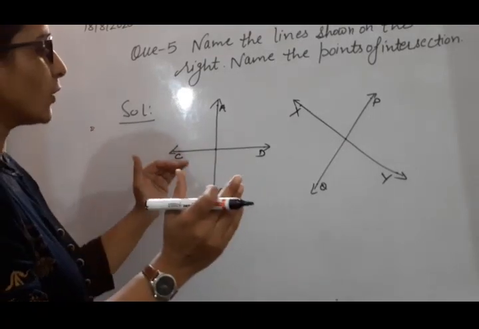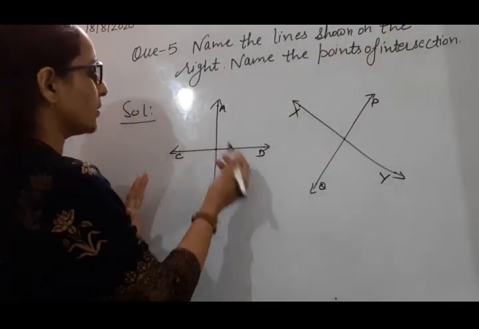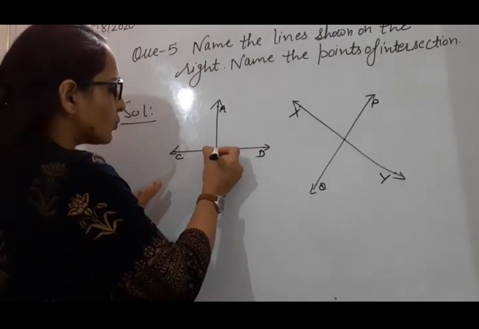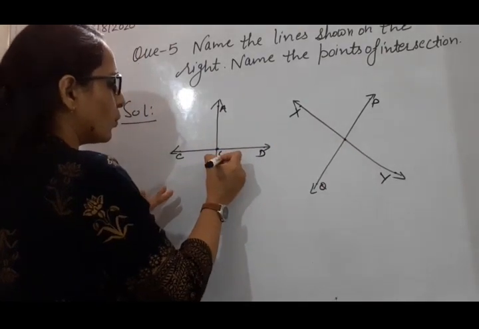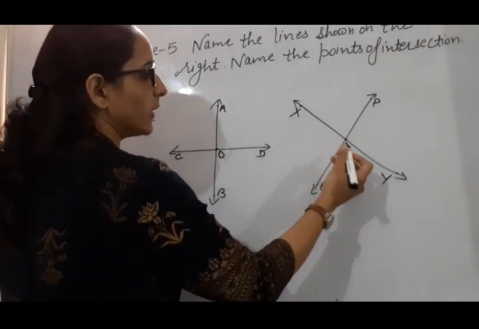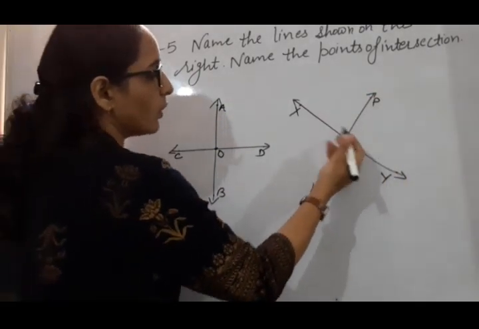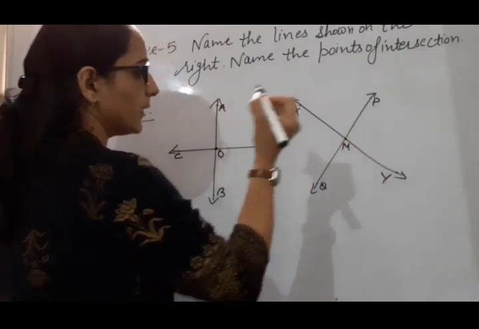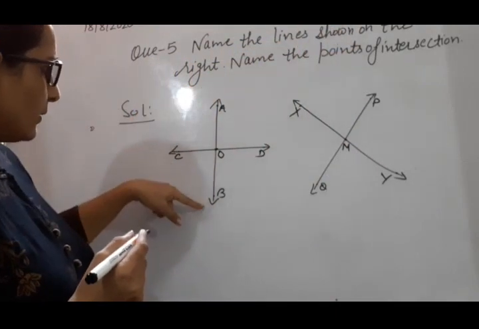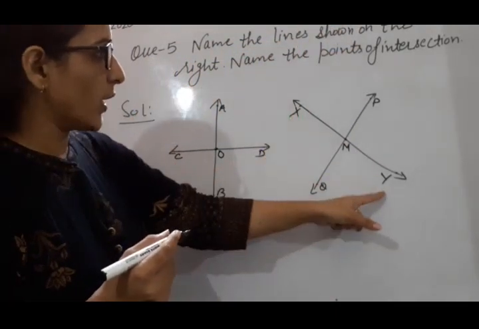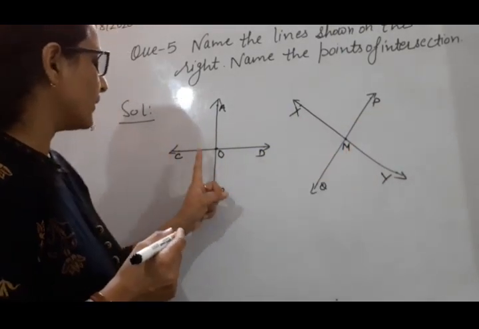They are crossing each other. Name the points of intersection. What is the intersection? The intersection point where they cross each other. Intersecting point here. Clear? Here I am giving the name O. Clear? And here I am giving a name like L, M, P, Q, anything, but P and Q are already given. So we take M. Clear? So this is the question. Name the lines shown on the right: A, B, C, D, X, Y, P, Q, and name the intersecting points, that is M and that is O.